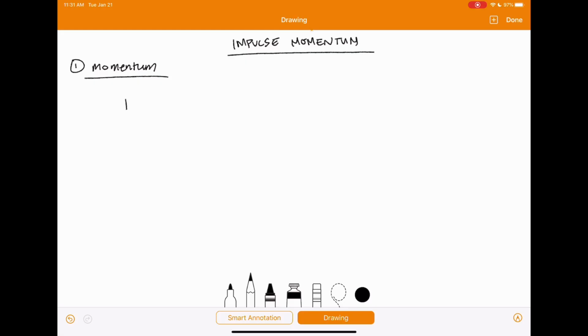So momentum, P, is equal to mass times velocity. You can actually take your velocity vector, multiply it by its mass, and you will get the momentum of the object that you're looking at. So again, P is momentum, M is mass, and V is your velocity vector.